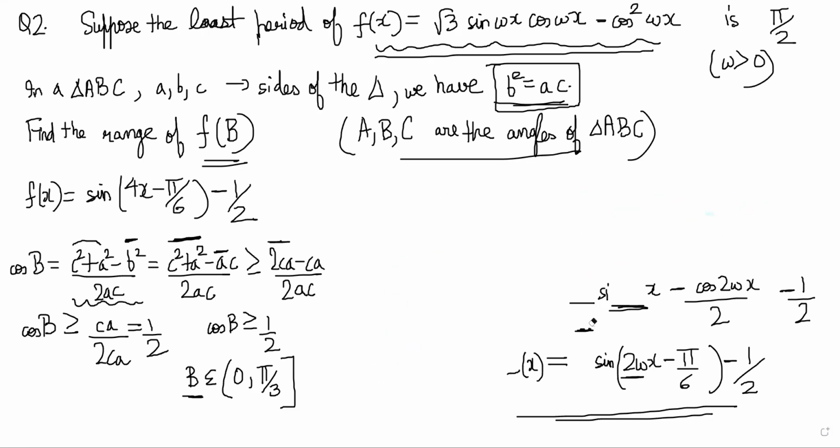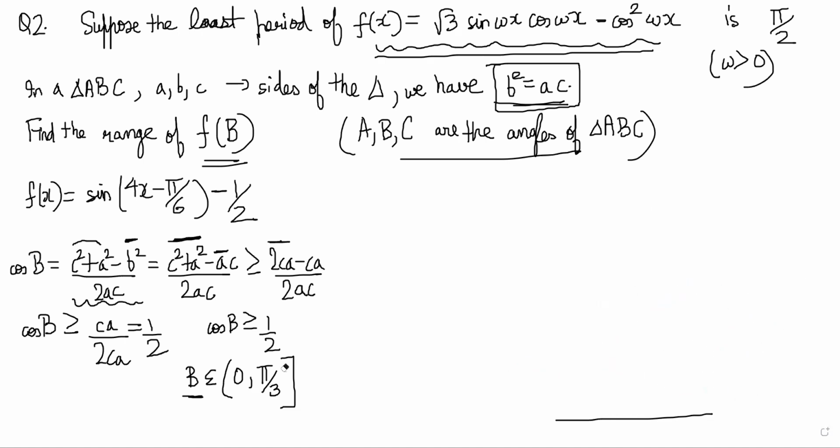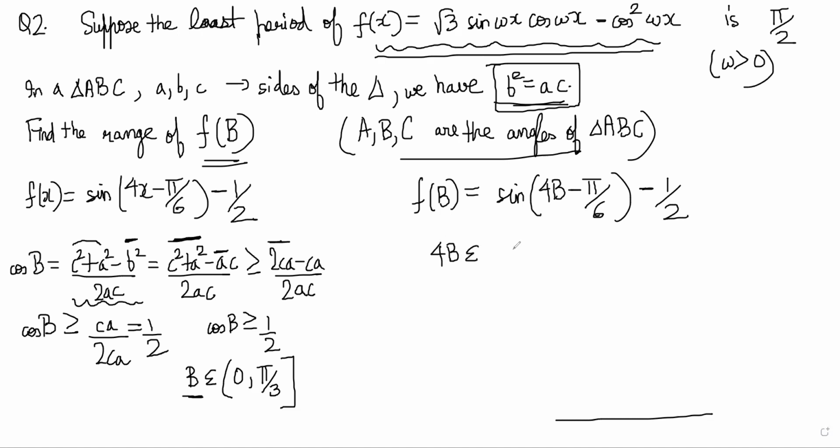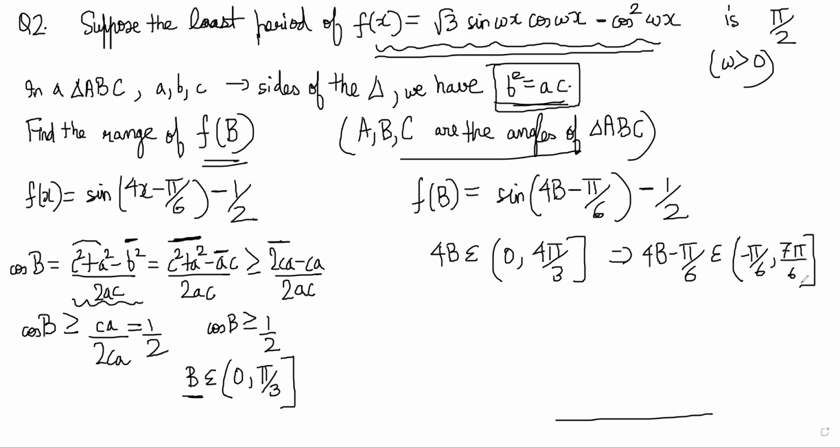We have already simplified our f. So since B belongs to this range, f of capital B will be equal to sine of (4B minus pi by 6) minus half, right? Now, what is 4B? 4B will belong to 0 to 4 pi by 3. And therefore, 4B minus pi by 6 will belong to basically minus pi by 6 to 7 pi by 6, right? Minus pi by 6 to 7 pi by 6.